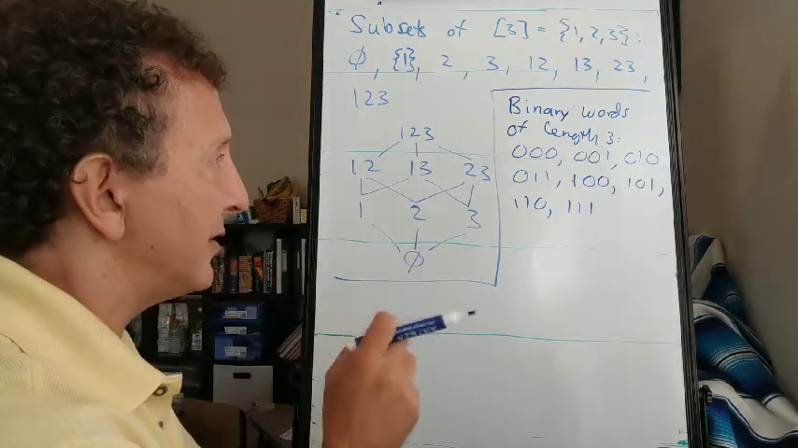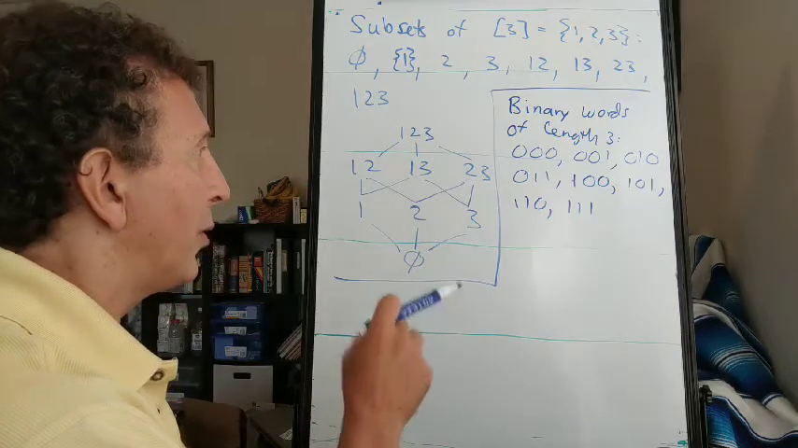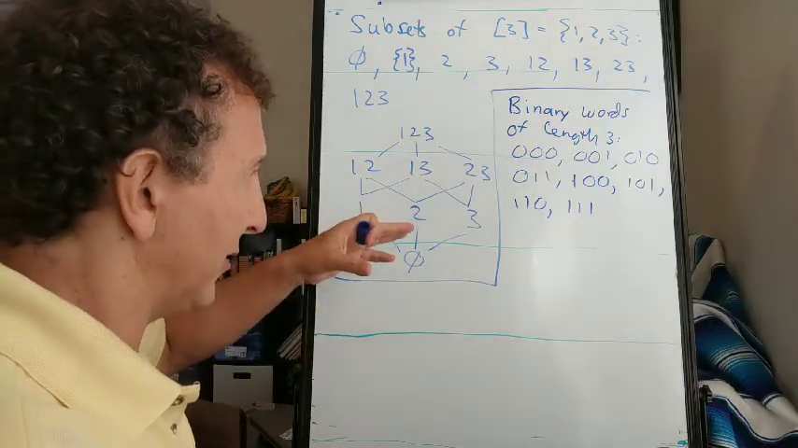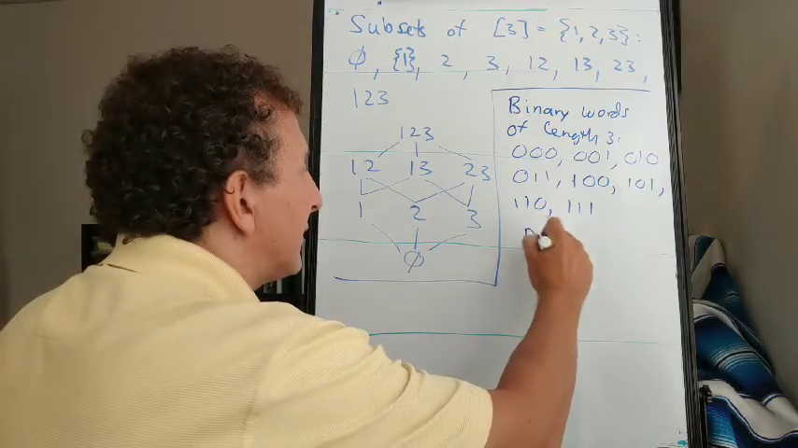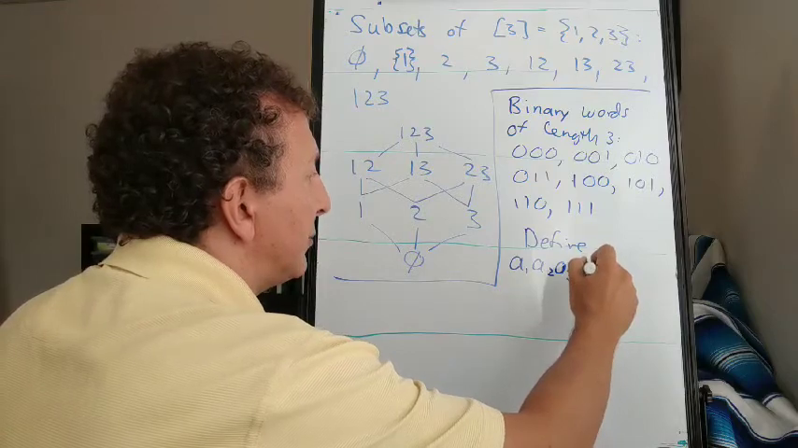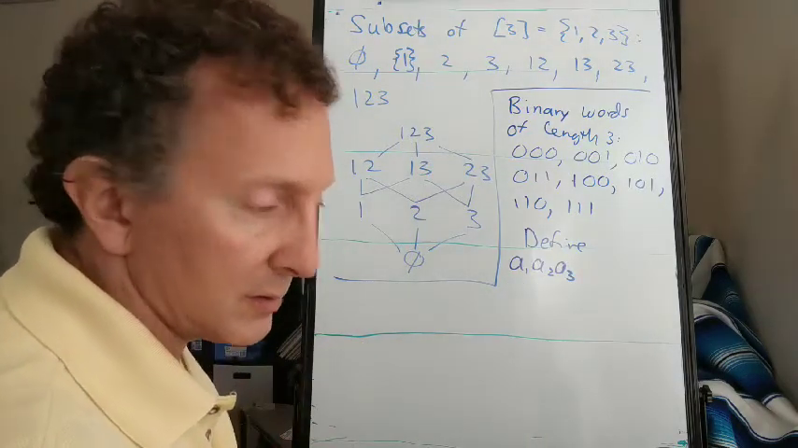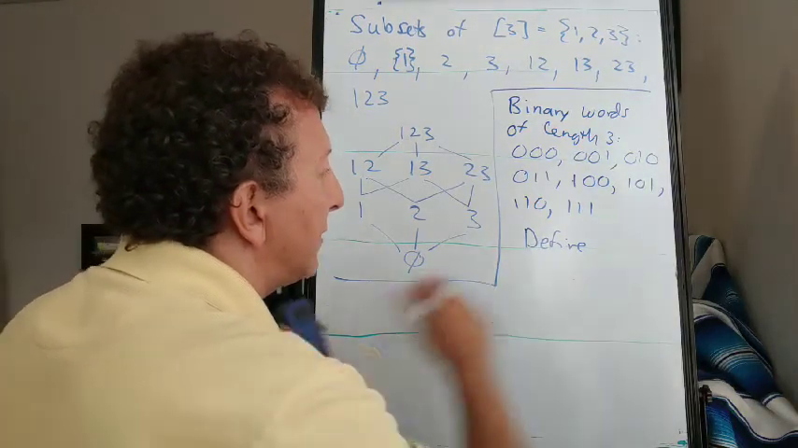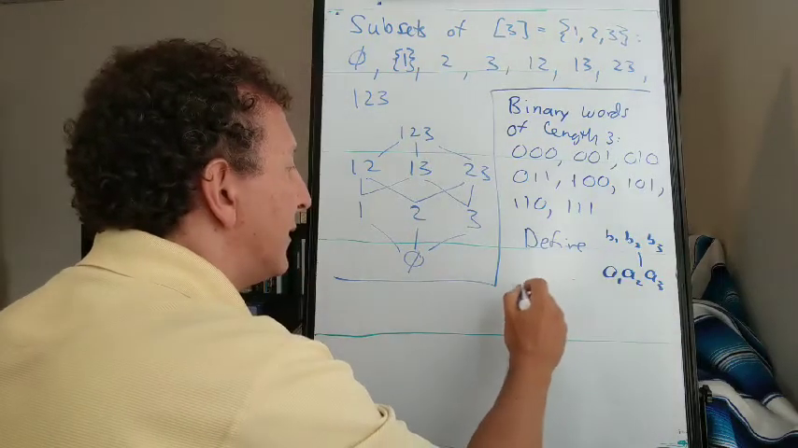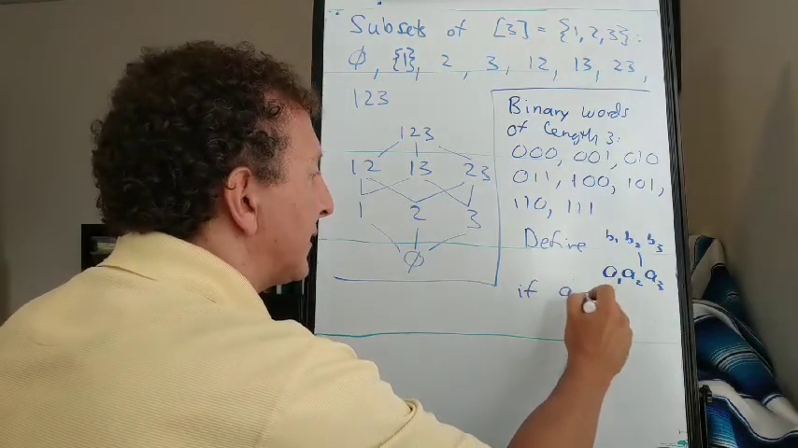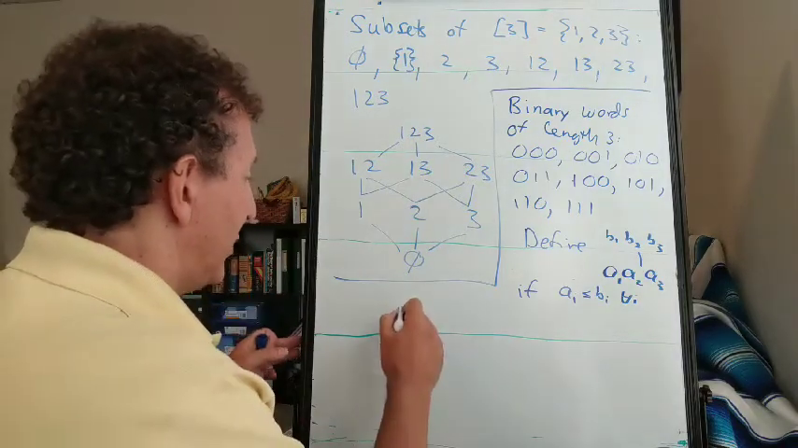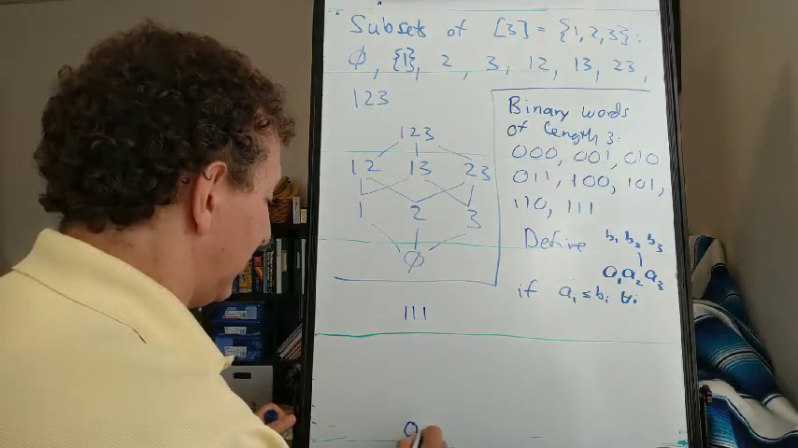by comparing the digits component-wise and saying that we'll put one word above another word in the chart if component-wise all the letters in the second word are greater than or equal to the components in the first word. So let's define A1, A2, A3 to be below B1, B2, B3 if Ai is less than or equal to Bi for all i. So to put these in a chart that way, 1, 1, 1 would be at the top, and 0, 0, 0 would be at the bottom.